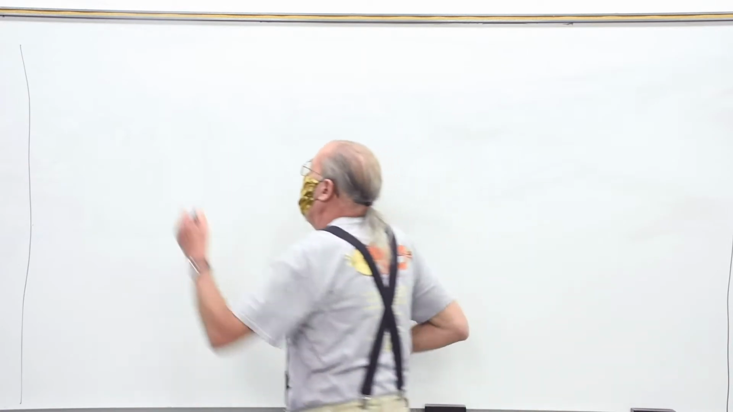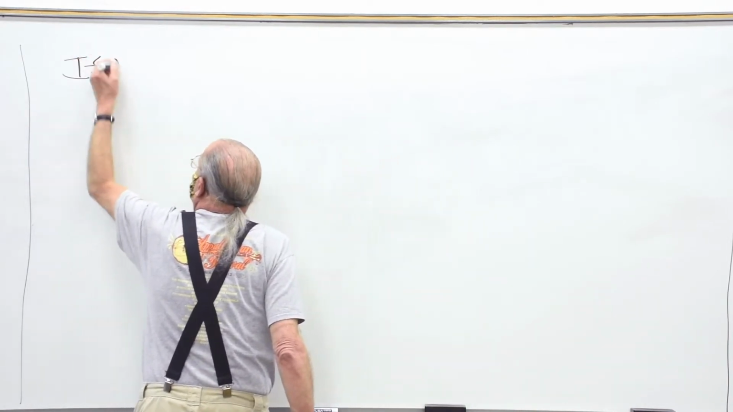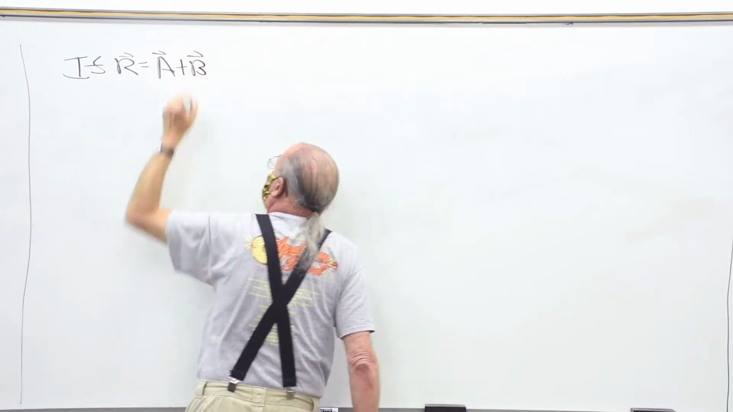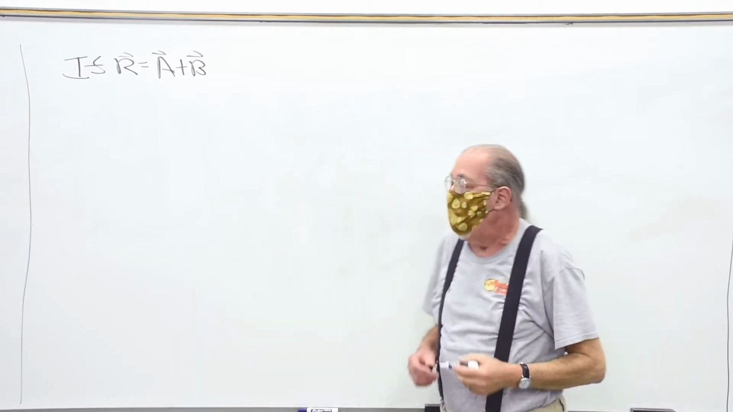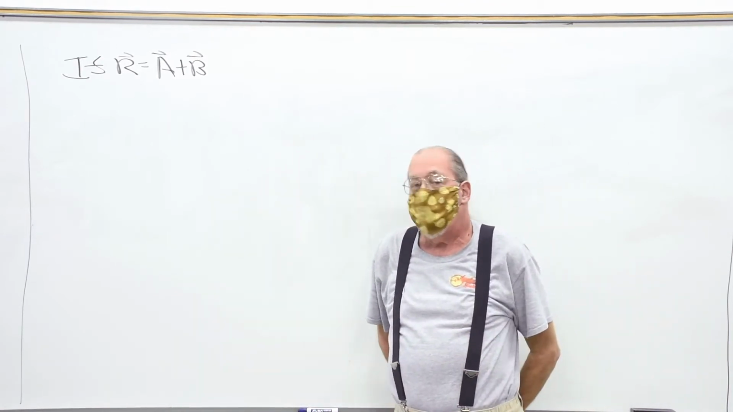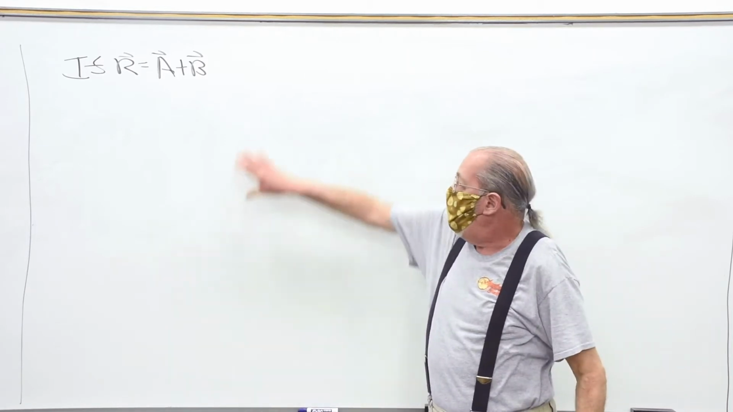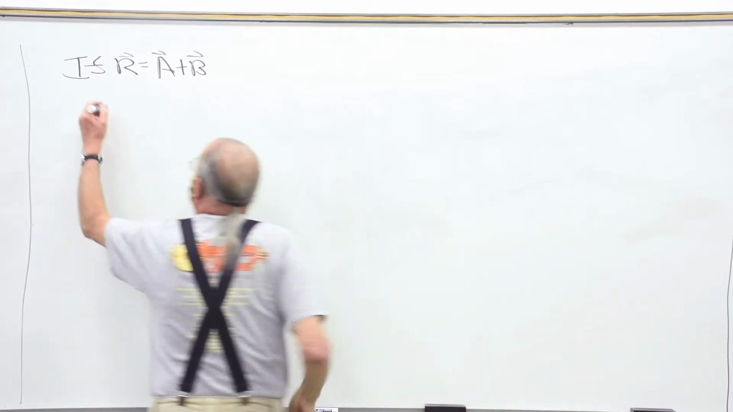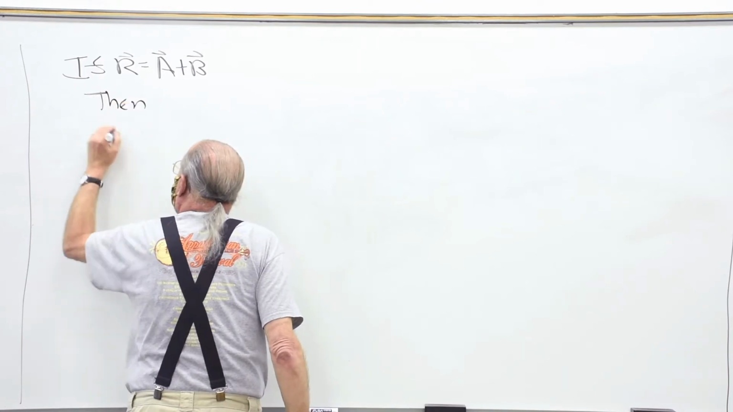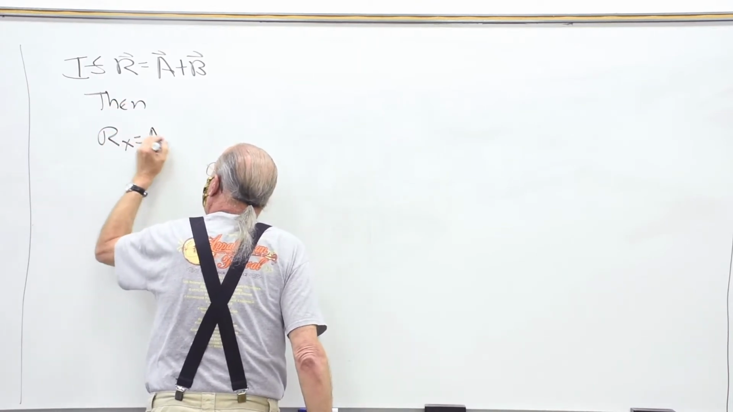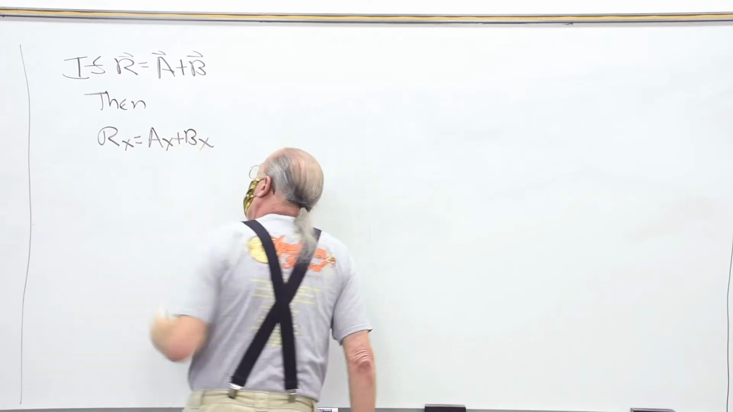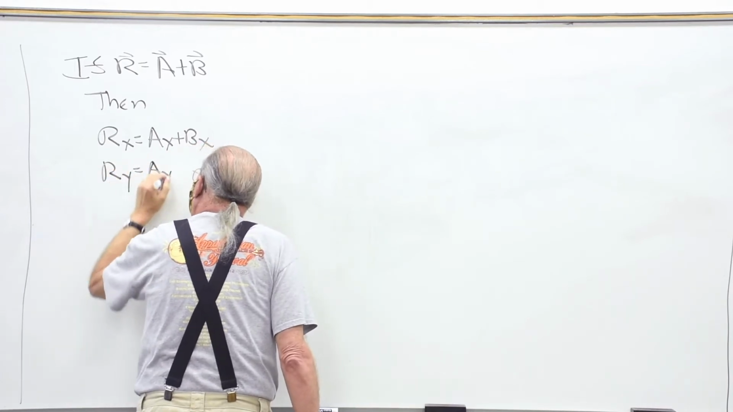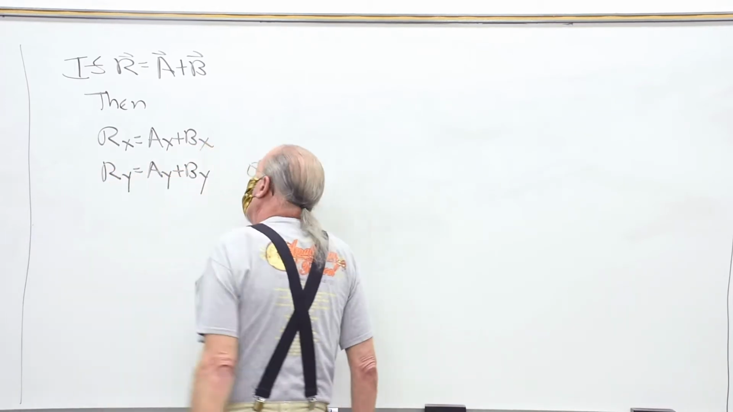algebraically is quite simple. If a resulting vector is the sum of two vectors, we'll talk about the difference too. If you subtract two vectors, you negate the second vector and then add. If a resulting vector, that's what R is, is the sum of two vectors, then the x component of that vector is the sum of the x components of the two vectors, and the y component is the sum of the y components.